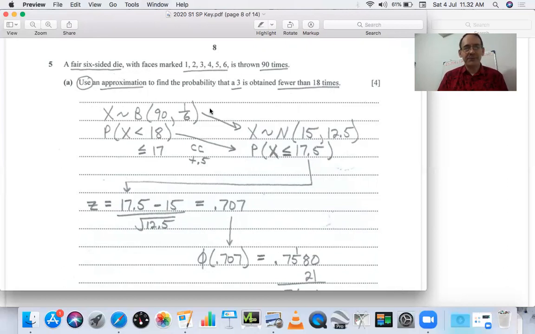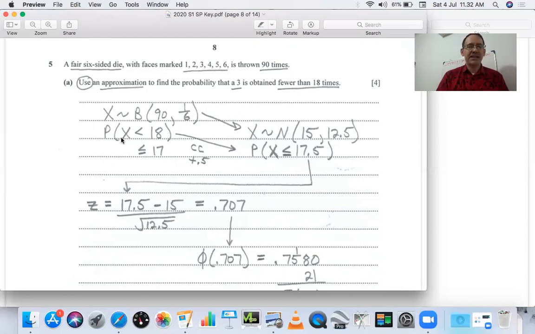So first we have to start with our binomial notation. Our random variable x is distributed binomially with a fixed number of trials, 90, and the probability of getting a 3 is just 1 out of 6. You just have simple probability there because it's a fair die. So 1 out of 6 values, that's your probability of success. I didn't write it down, but that means your probability of failure is 5/6.